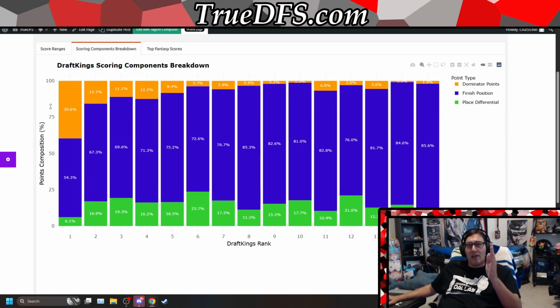You can then look at the scoring components breakdown of these situations. Is there a lot of place differential, or is place differential really important here, or is it more so finishing position?